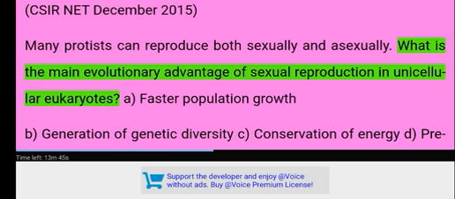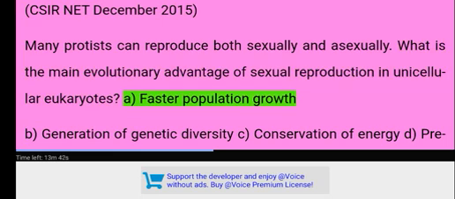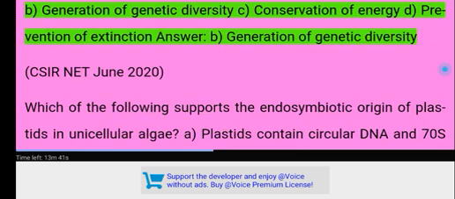CSIR NET December 2015. Many protists can reproduce both sexually and asexually. What is the main evolutionary advantage of sexual reproduction in unicellular eukaryotes? A. Faster population growth. B. Generation of genetic diversity. C. Conservation of energy. D. Prevention of extinction. Answer: B. Generation of genetic diversity.